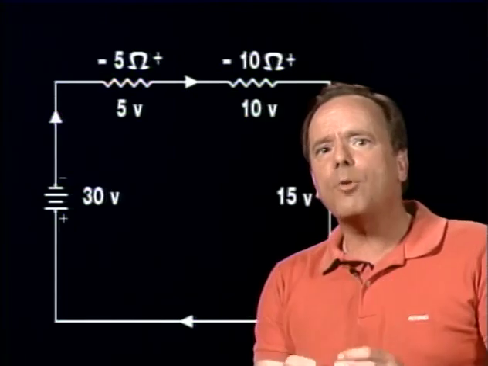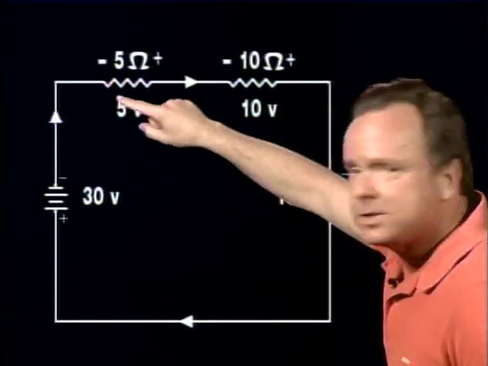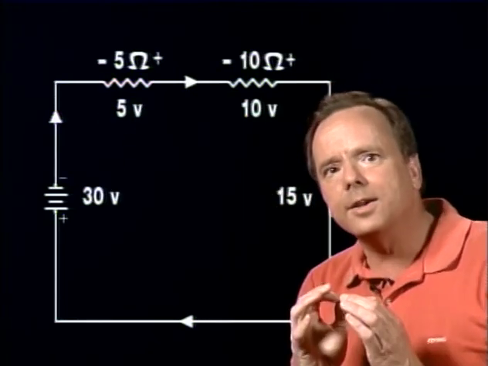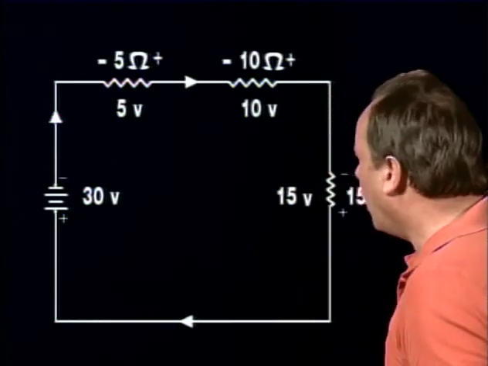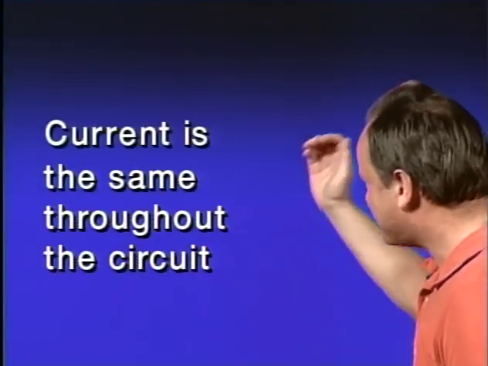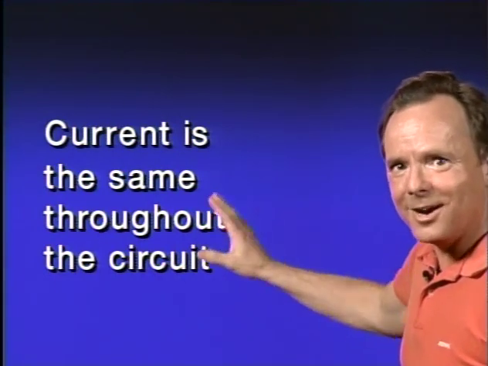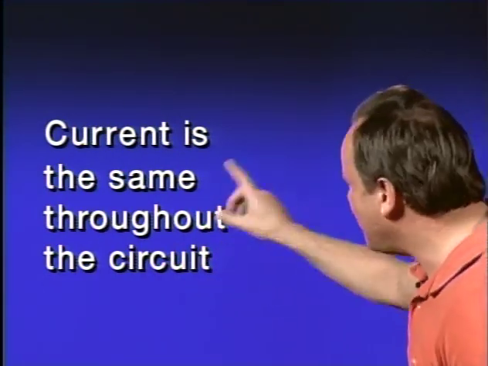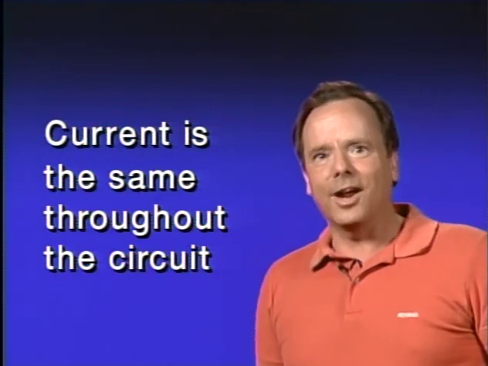Now, no matter how many components are included in a series circuit, the current is the same intensity all throughout that circuit. So no matter how many components are included in that series circuit, the current is the same intensity all throughout the entire circuit. That's one of the things you need to know. The same current goes all the way throughout the entire circuit.